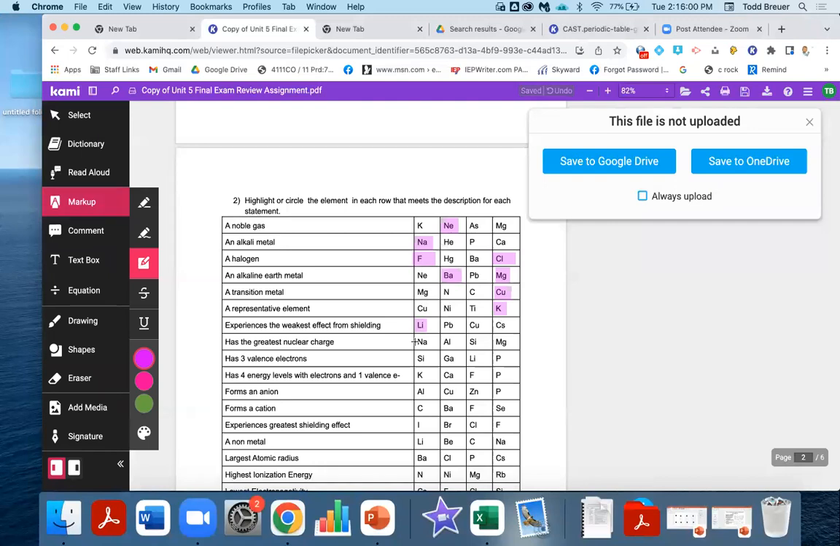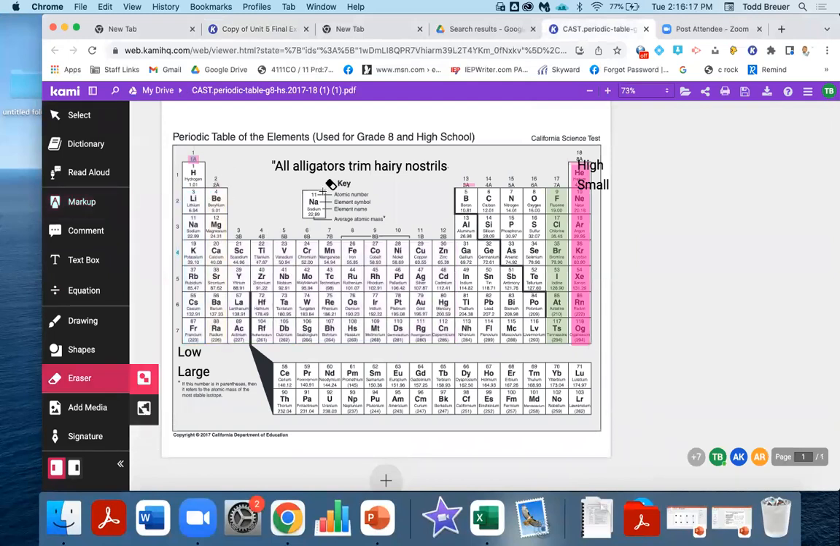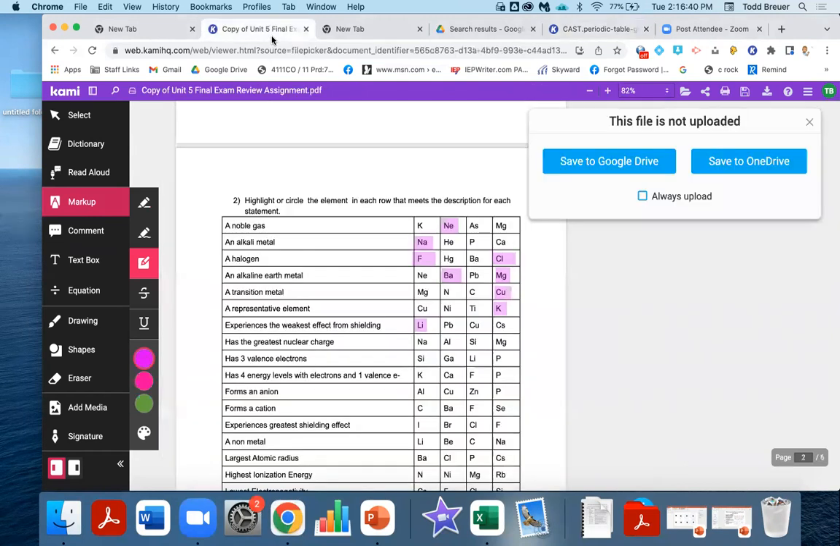Which has the greatest nuclear charge? Well, that's just looking at the number of protons in the nucleus. So sodium, aluminum, silicon, magnesium. We go to our periodic table. Sodium, aluminum, silicon, magnesium. Let's clean up some of our markings here. Sodium, aluminum, silicon, and magnesium. So greatest nuclear charge, 14, right? Silicon has 14 protons. So silicon has the greatest nuclear charge.